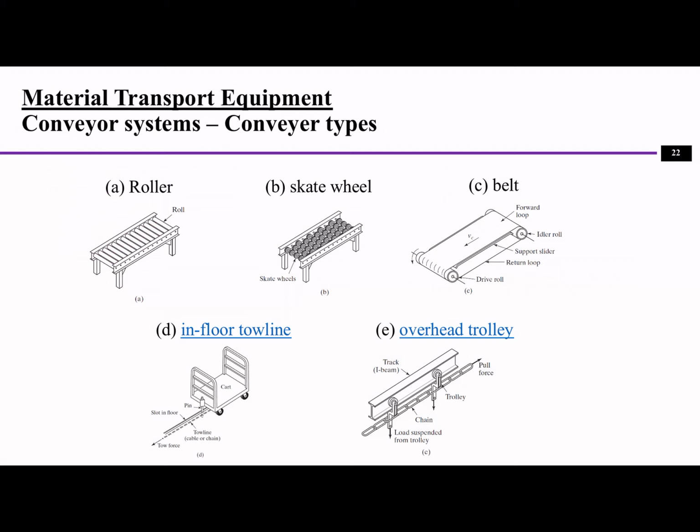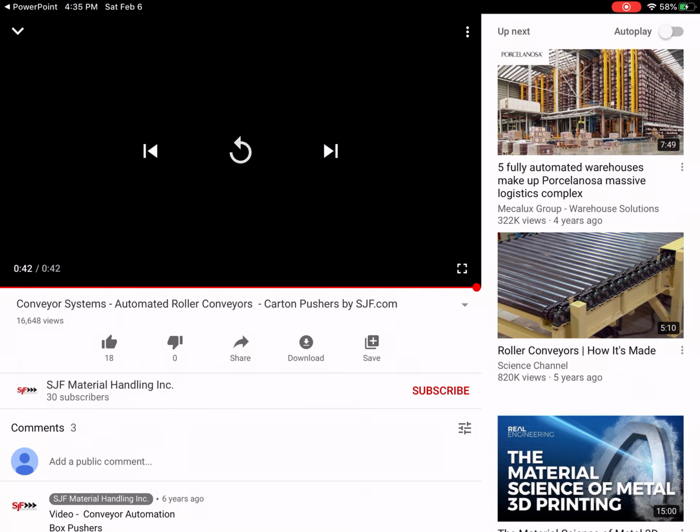All right, so the conveyor types: roller, we have seen that. Then the skate wheel will be more like this type of skate wheel, and also the belt. For the belt, there's a driver roll and also the idler roll, so you can move the belt in the looping. And another one is the in-floor tow line. Take a look at this in-floor tow line.